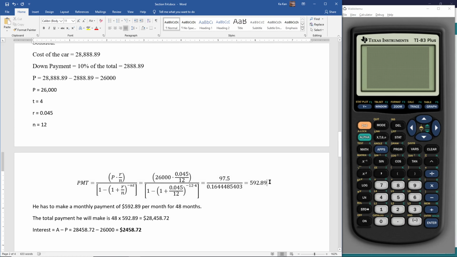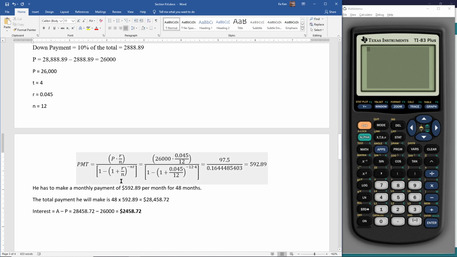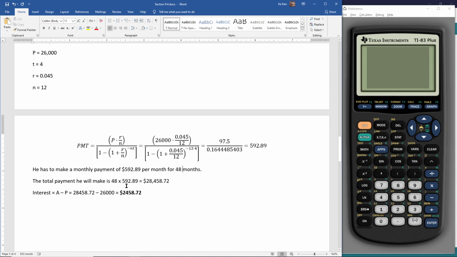Look at this. If you're paying $592.89 a month, and you're paying that for 4 years, don't you just multiply by 48 months? Because you're going to pay this for 48 months. Multiply those two. And that is how much you have to pay in total over the lifetime of the loan, the entire length of the loan.